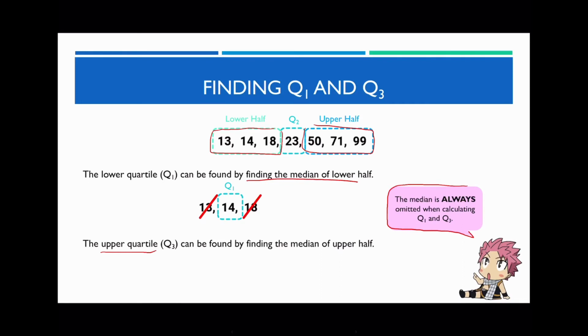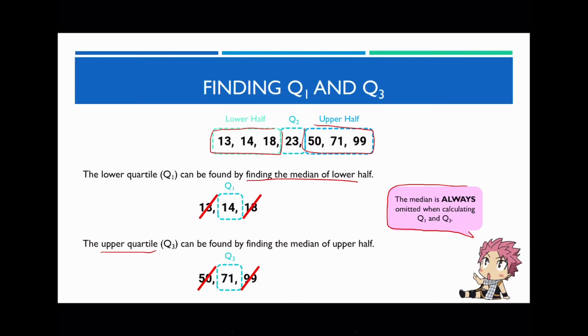So this is your lower quartile, which is represented by the letters Q1. And to find out the upper quartile, these are the three numbers that are contained in the upper half. So therefore, find out the median. Therefore, it's going to be equal to 71. So that's how you solve it for this question.